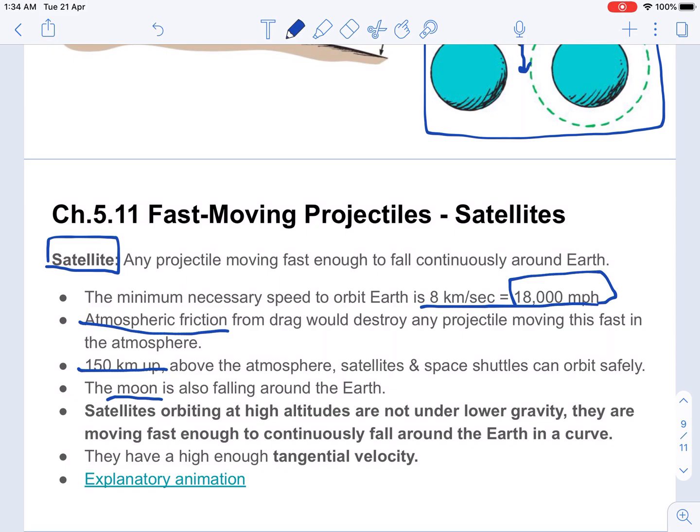Same with the ISS, the International Space Station. Again, it is a very common misconception to think that they're far enough away from Earth that they're not under the same amount of gravity. That is not true. The International Space Station, even the moon, are experiencing very similar levels of gravity to what we are experiencing on the surface of the Earth. It's just that they have that tangential velocity. They're moving very, very fast around the planet, right? 8,000 meters per second. And that keeps them from ever reaching the ground because it matches Earth's curvature.